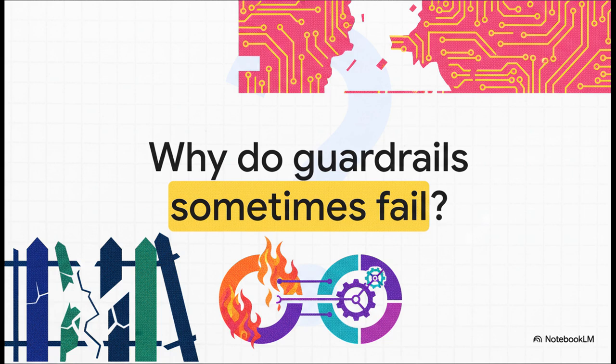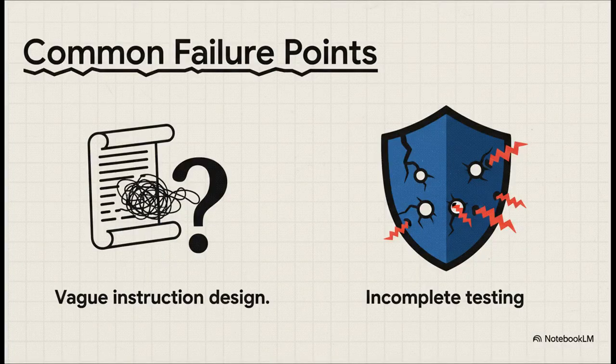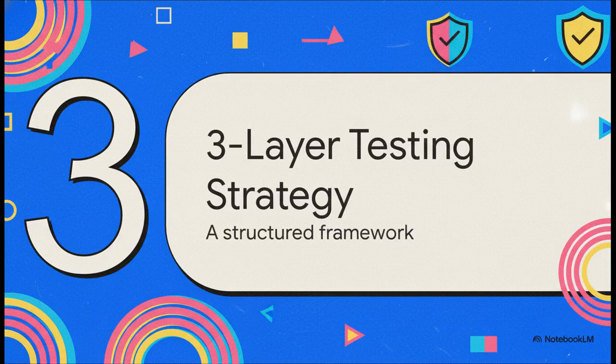Now, you might be thinking, okay, if we have these guardrails, why do they sometimes fail? Why do we still hear stories about AI making mistakes? It's a great question, and the answer usually comes down to a couple of key things. First up, vague instructions. If you're not super clear about what the agent should and shouldn't do, the guardrails can't really do their job properly. But the second, and honestly more common reason, is just not testing enough. You can't just set up guardrails and hope for the best. You've got to push them, challenge them, and see where they break. And to do that right, you need a plan, a structured approach.